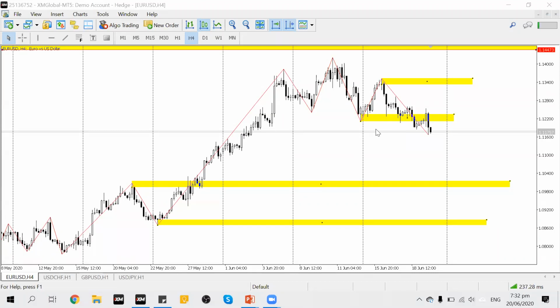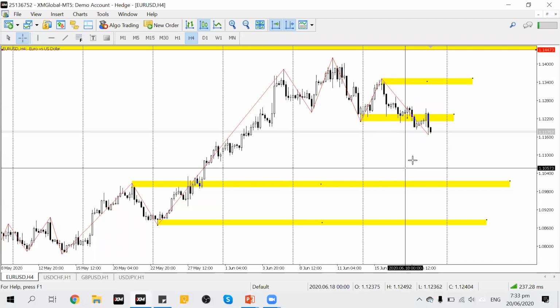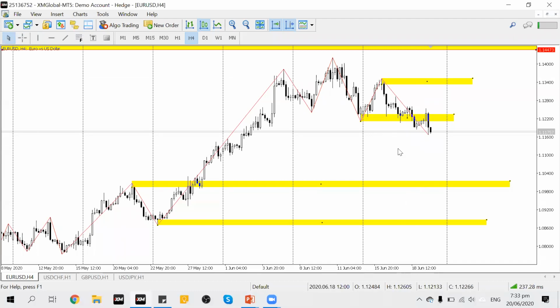1.1100, pwede din bang supports or resistances dyan? Okay, let me check. 1.100 dito. If you're just talking about the whole number itself, no. Wait lang. 1.100. Ito, pwede naman, no? If you're seeing this little bit of resistance, pwede naman siya. Pero syempre less reliable than the other ones, kasi nag-consolidate naman yung market diyan.